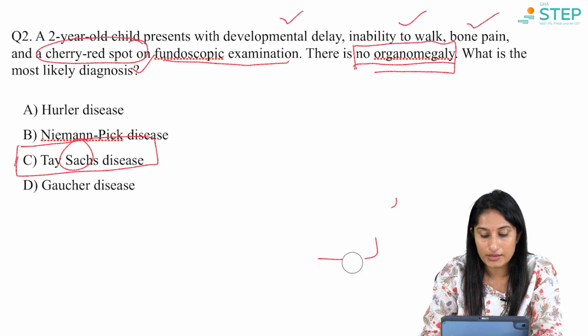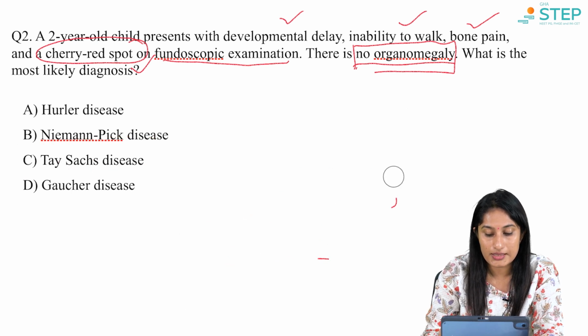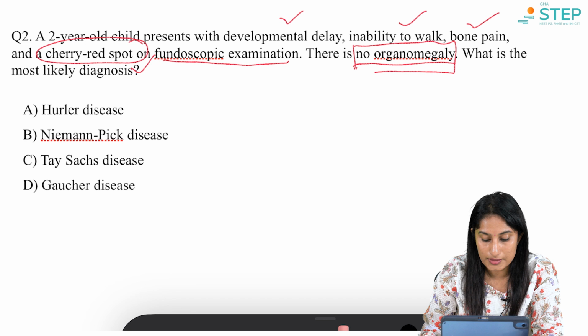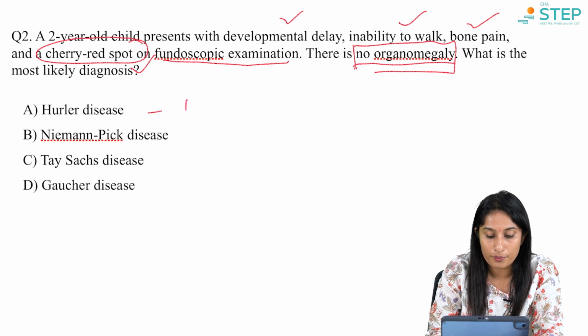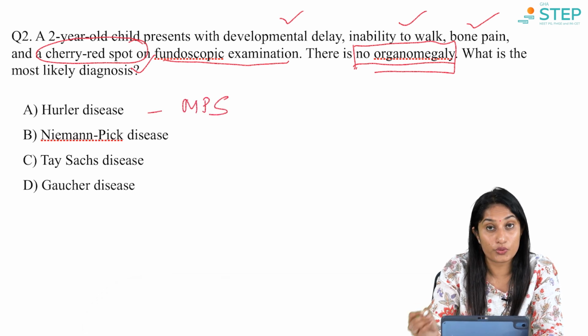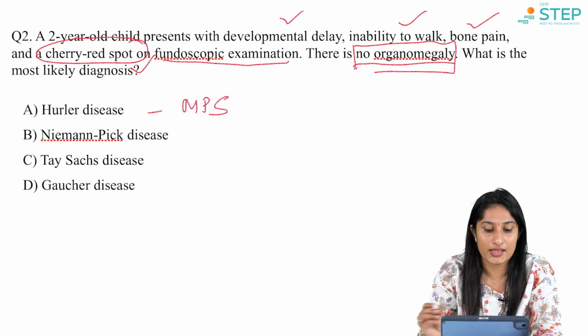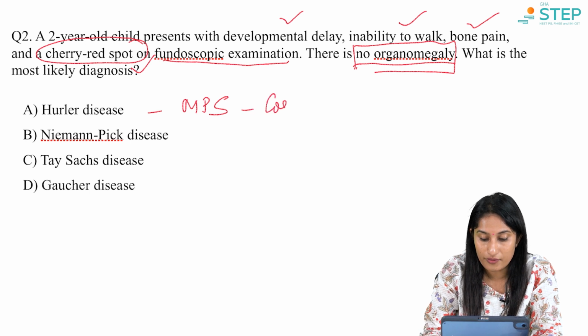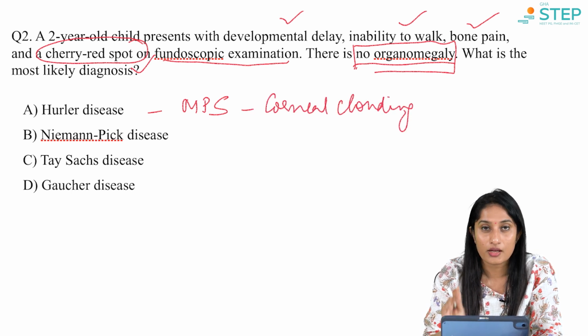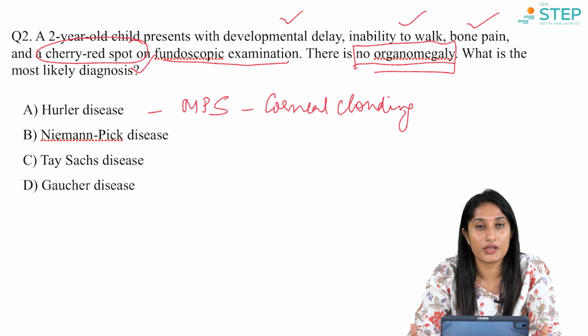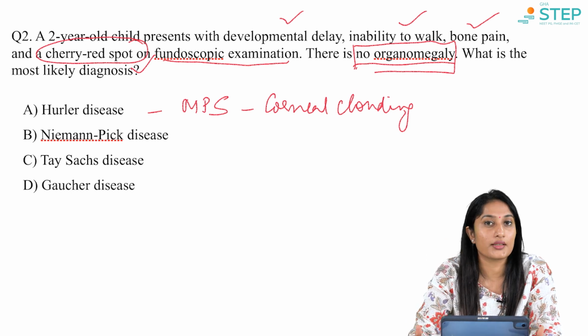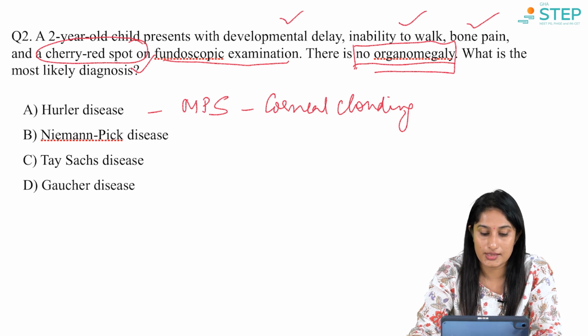So, we have the Hurler's disease. Hurler's disease, yes, what is it? It is mainly a kind of mucopolysaccharidosis. Do we have an eye sign here? Yes, we have corneal clouding. Okay, corneal clouding. So, the eye or the cornea becomes more opaque here. But yes, there is no cherry red spot. So, we can rule out Hurler disease.